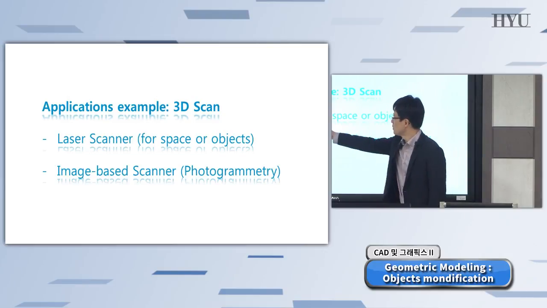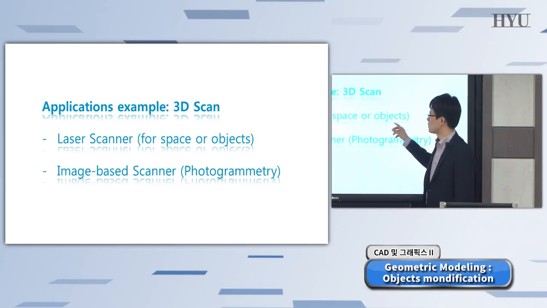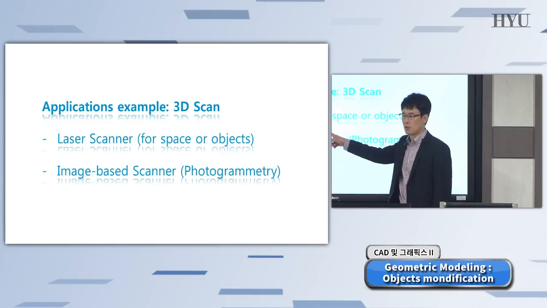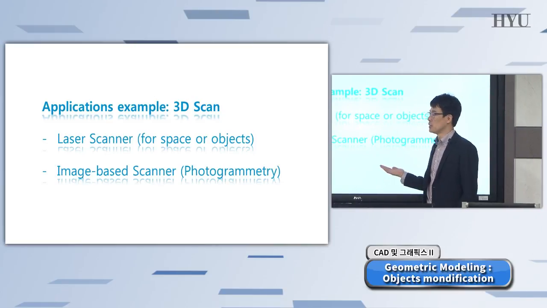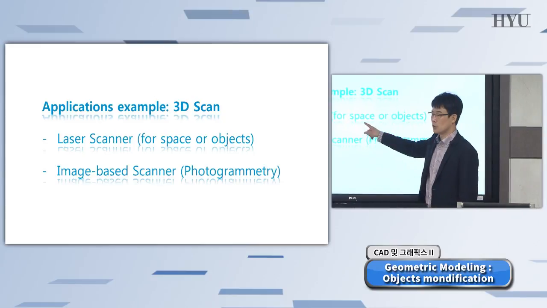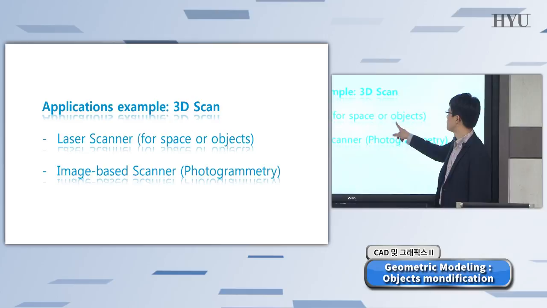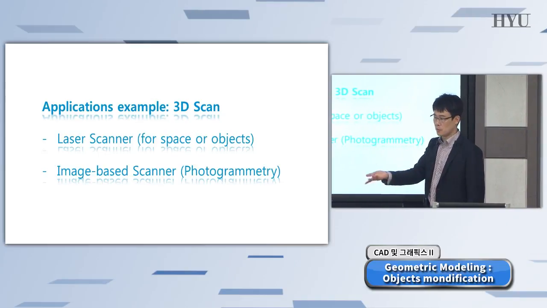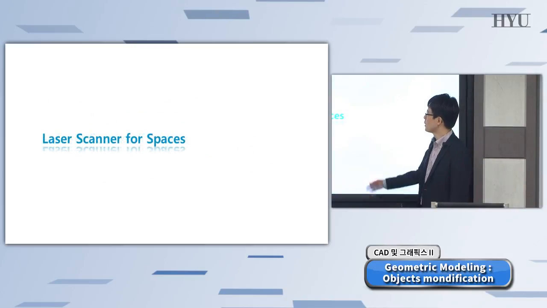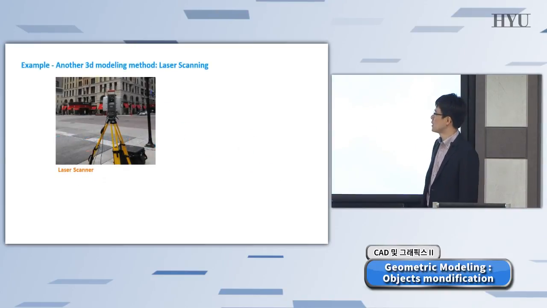And also laser scanners for space or object, two types of laser scan, okay? For space, we usually need a really expensive one, okay? I'm going to show you our example. But for objects, our device room will lease you this object scanner for one hour, one time. Okay, laser scan first, for spaces.